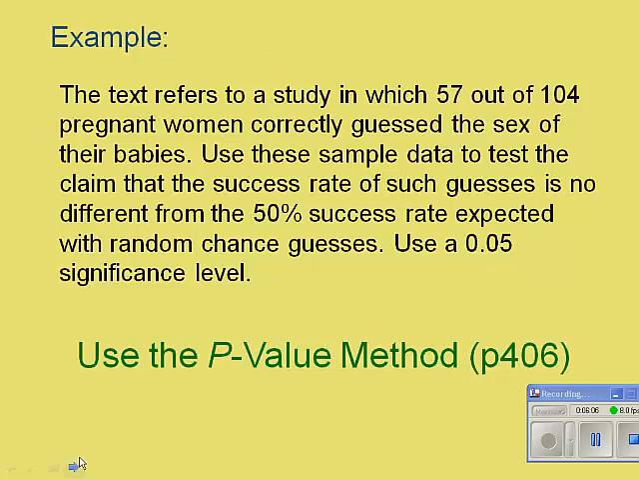Here's another example. May as well do this before break, huh? It says the text refers to a study in which 57 out of 104 pregnant women correctly guessed the sex of their babies. Look at this claim. They claim they're better. They claim, hey, if I'm the mom, I have a better than 50% chance of guessing the sex of the baby.